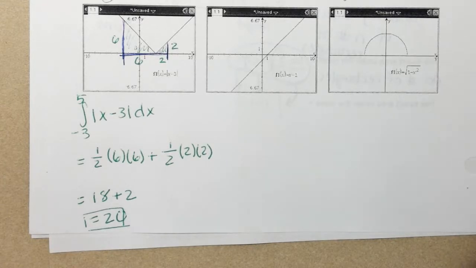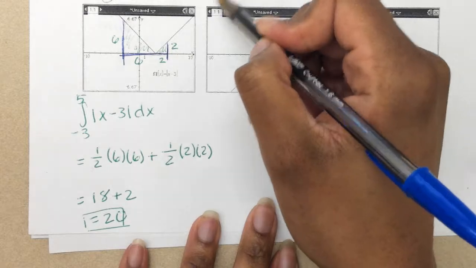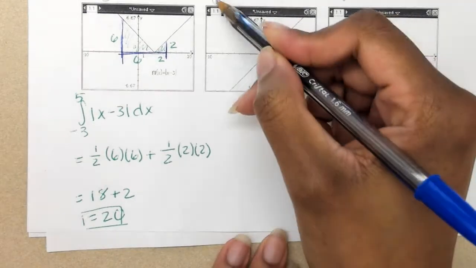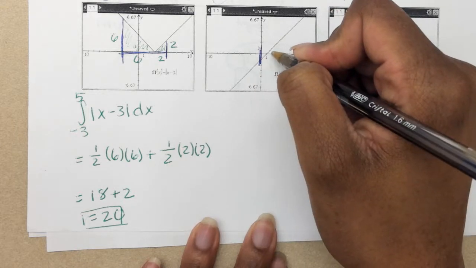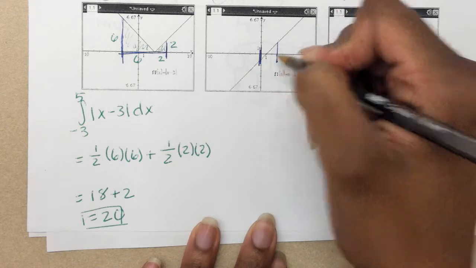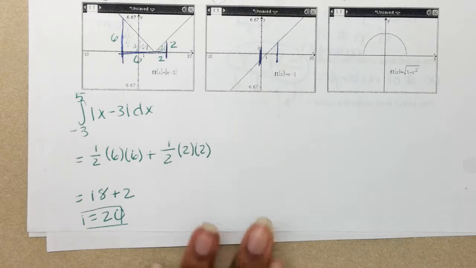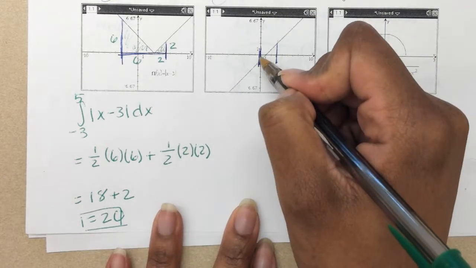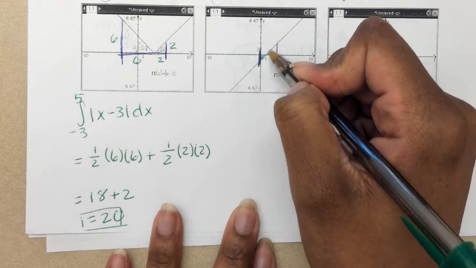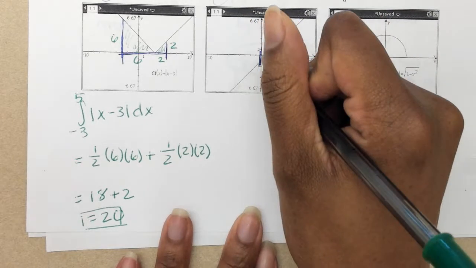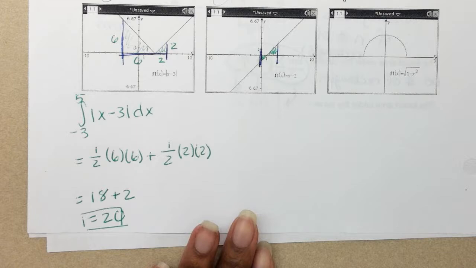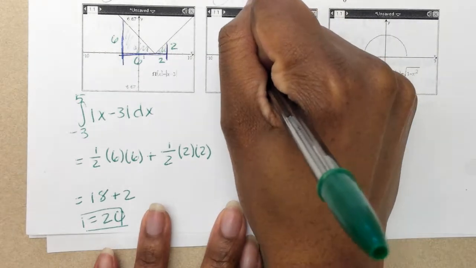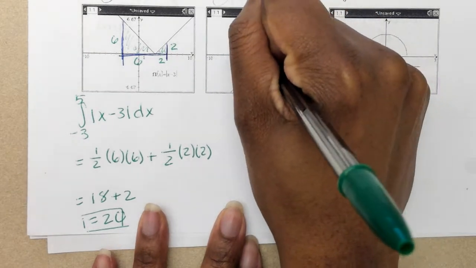Now for our second example, we want from the intervals from 0 to 3. So here's 0, and here's 3. So if we look at this line, part of this line is below the x-axis, part of it is above. So this is going to be a negative area, and this is going to be a positive area. So if we label, again, we have perfect triangles.